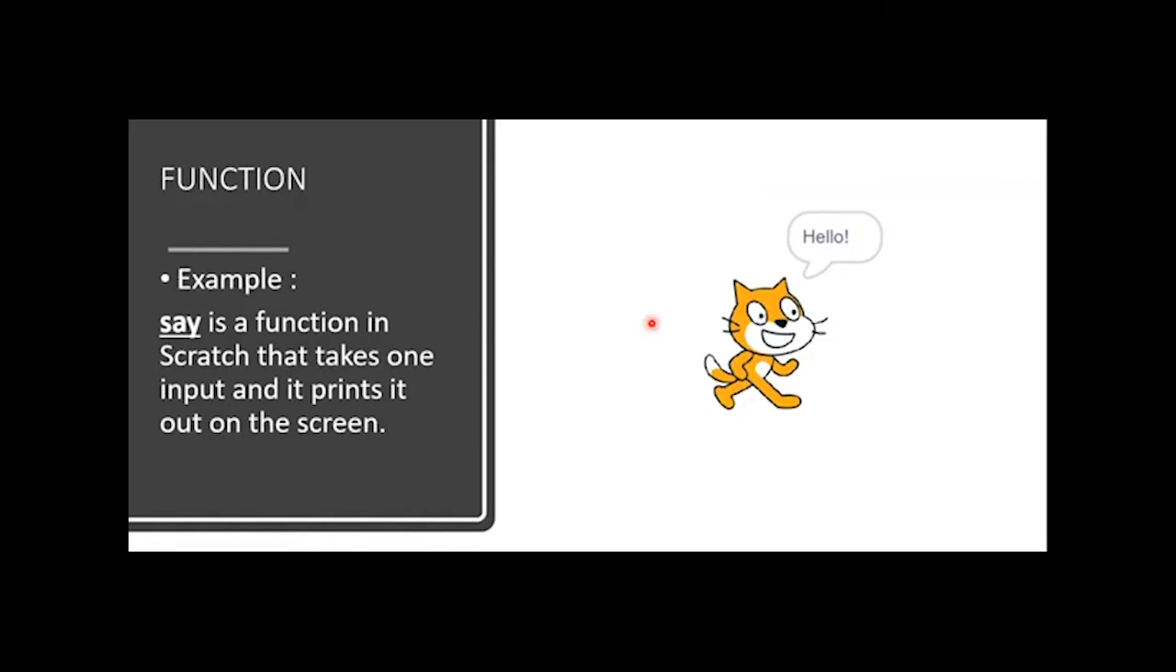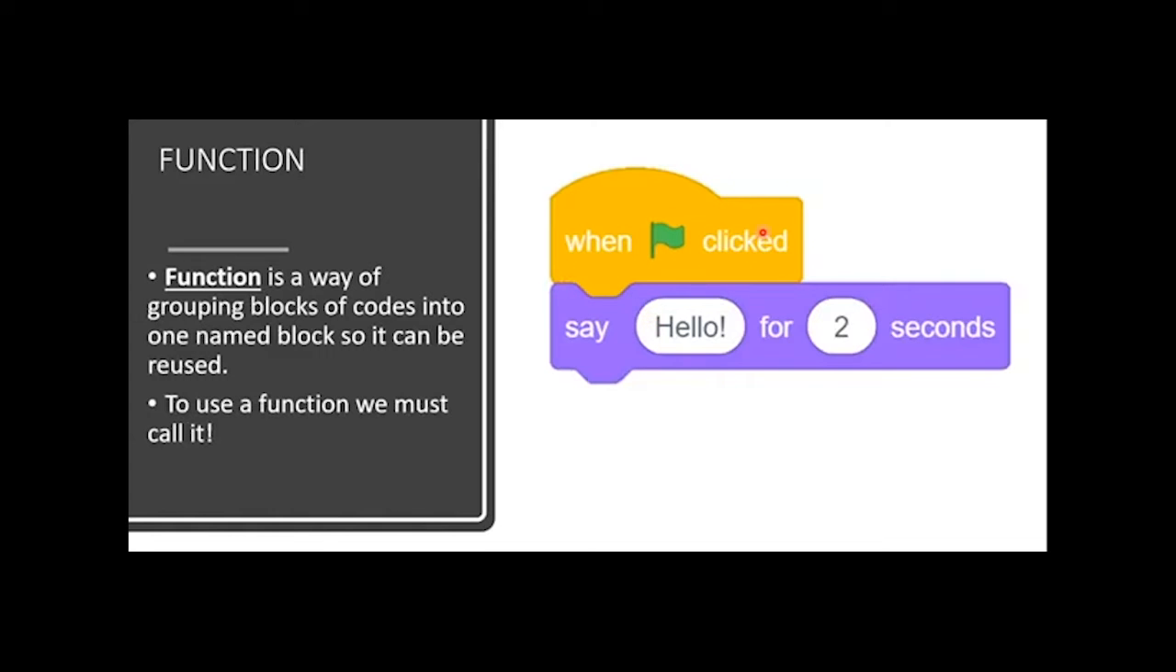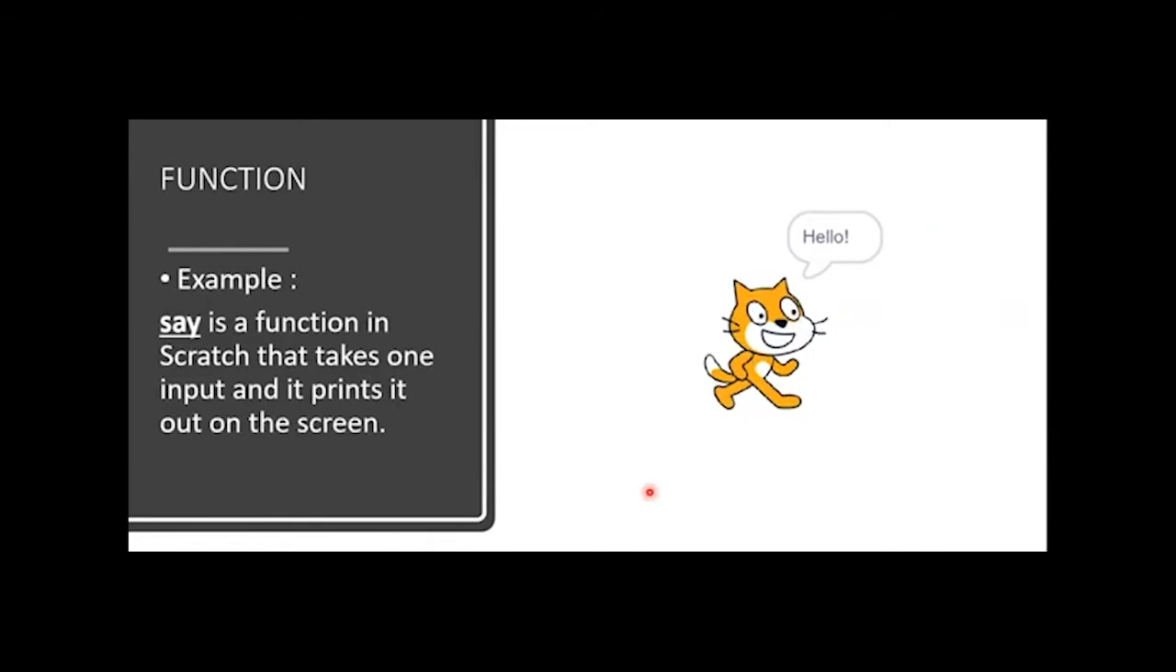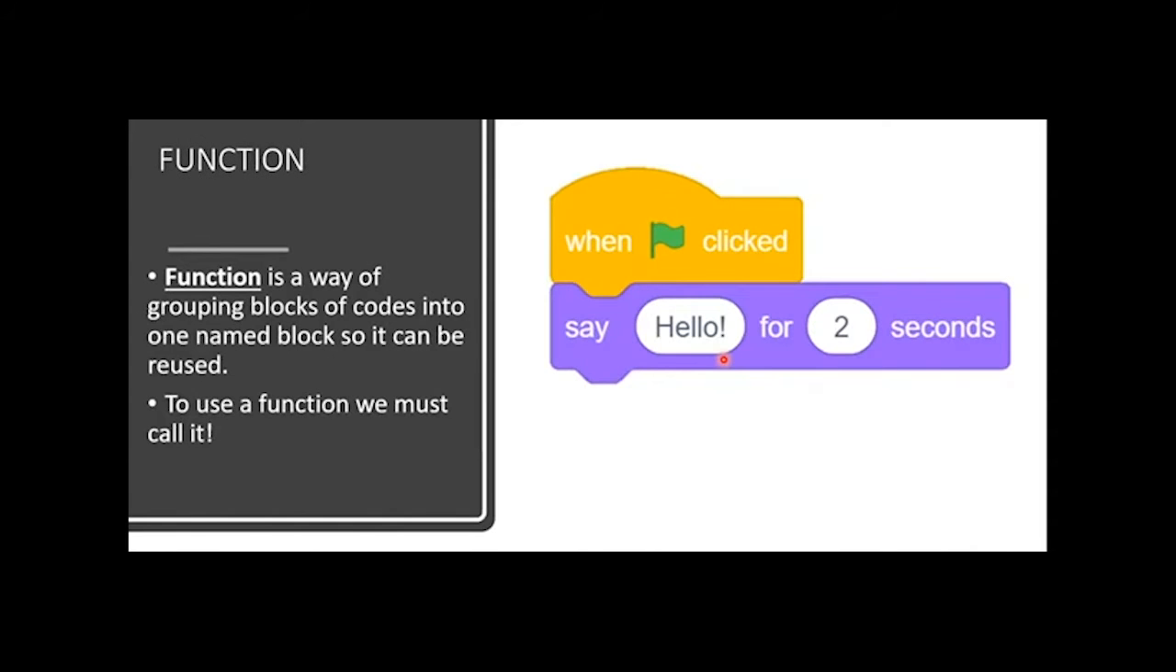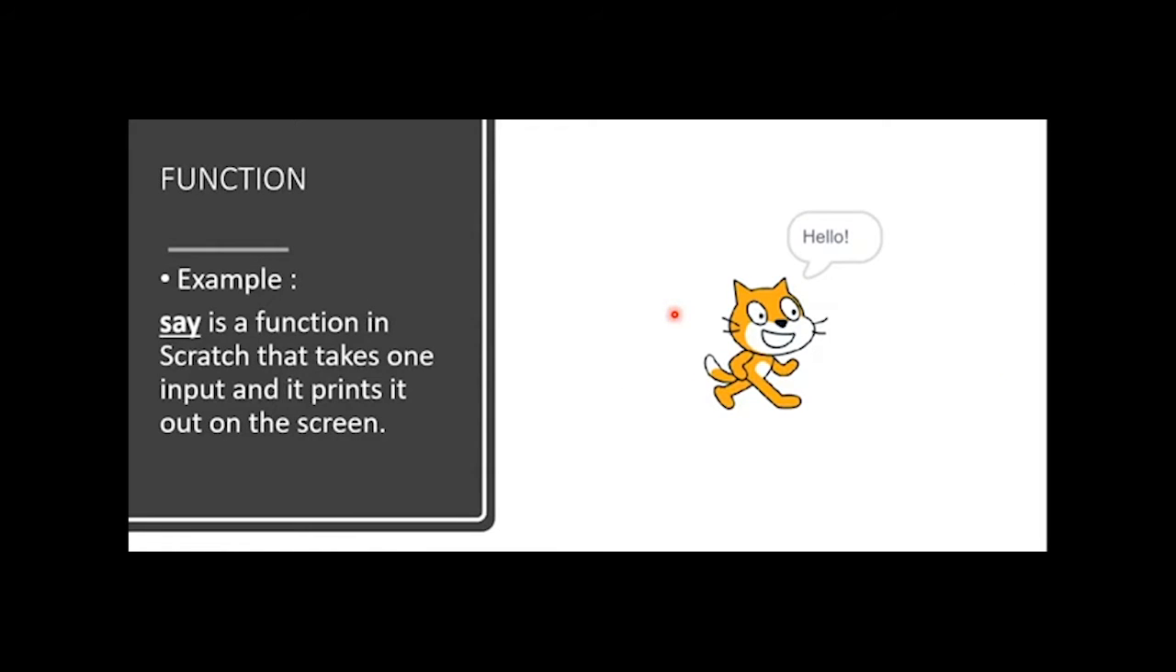Once you click on the green flag, say hello for 2 seconds, it prints the word hello for us, because this block is meant to say things. It can say any input you type in this space where we've typed hello, and output it on our screen. So that's how functions work. We combine a group of blocks to perform a specific task, and then we just call it, and it does that task at the particular point that we call it.